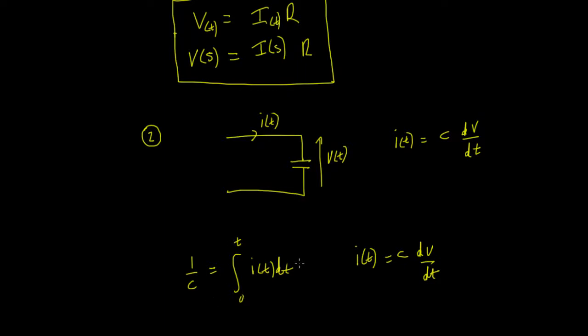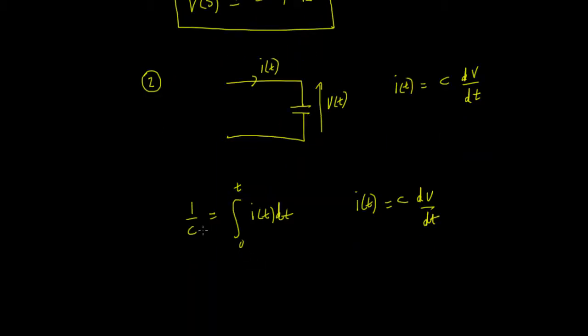So we've got two representations of this. Let me rewrite that, sorry, fix it up. Write it in terms of V: V of t equals 1 upon C, the integral from 0 to t of I of t dt. So that's the two ways you write that.